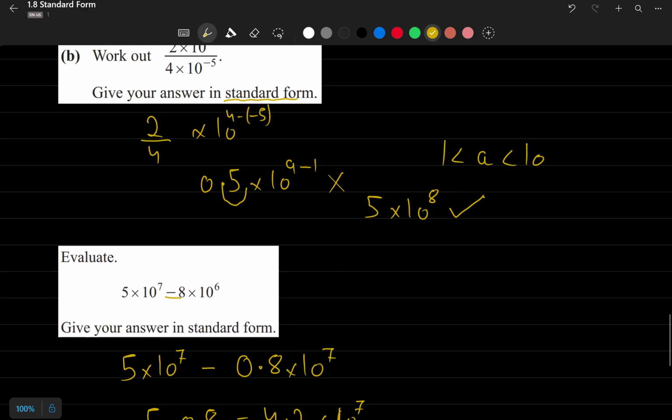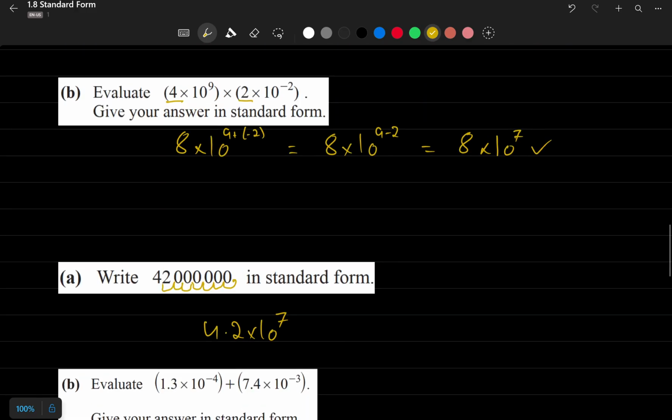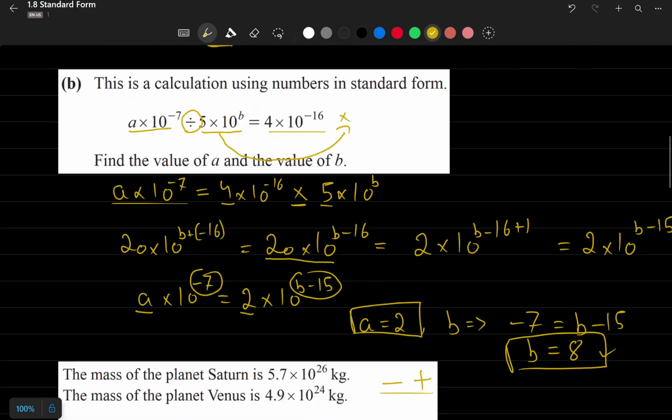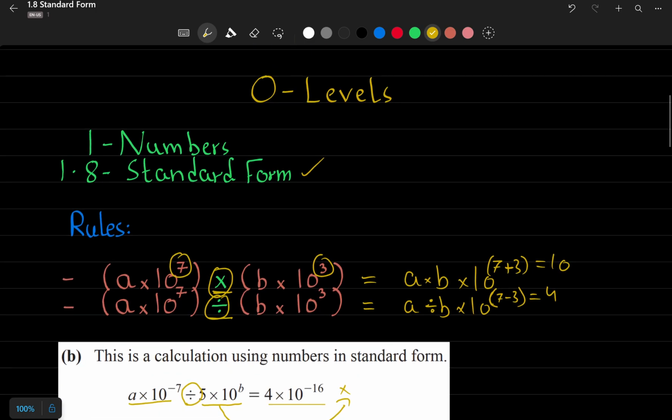So these are the rules, and this is how you solve the questions for standard form. And that's it for this chapter.